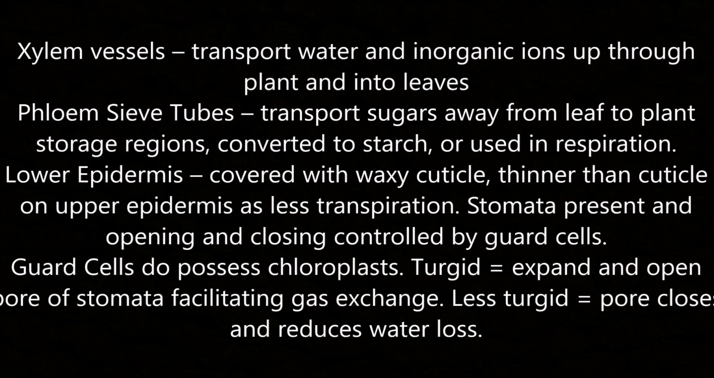Xylem vessels transport water and mineral ions up through the plant and into the leaves. The phloem sieve tubes transport sugars away from the leaf to the plant storage regions, where they are converted to starch or used in respiration. The lower epidermis is covered with a waxy cuticle thinner than the upper epidermis, so there is more transpiration. Stomata are present, and their opening and closing is controlled by guard cells.